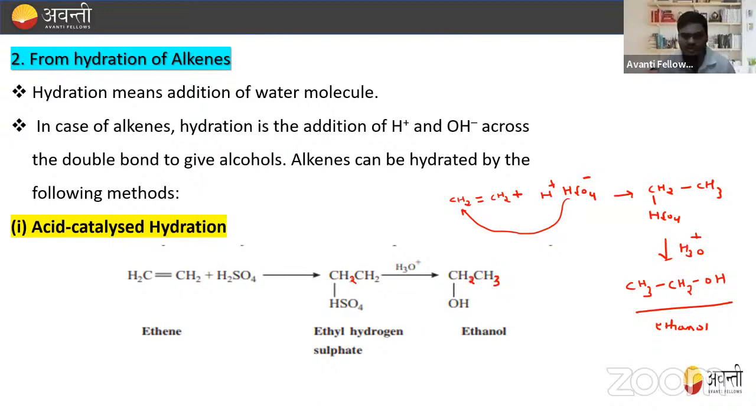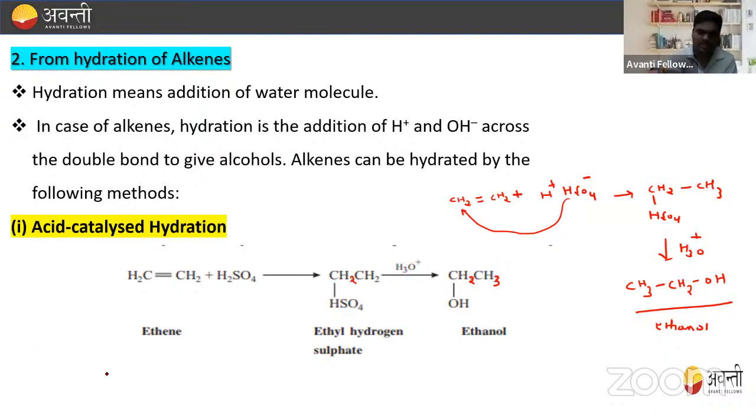So the formation of ethanol takes place by acid catalyzed hydration. I hope this is clear to you. That is an alkene. In this alkene, H2SO4 breaks into H+ and SO4 negative. This will attack the double bond and become ethyl hydrogen sulfate. So this is known as ethyl hydrogen sulfate. Now this ethyl hydrogen sulfate, in the presence of H3O+, becomes CH3, CH2, OH. So this is how you can write it.